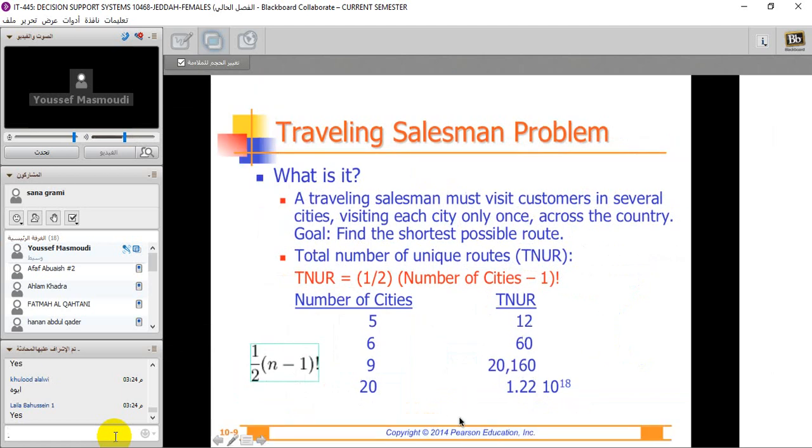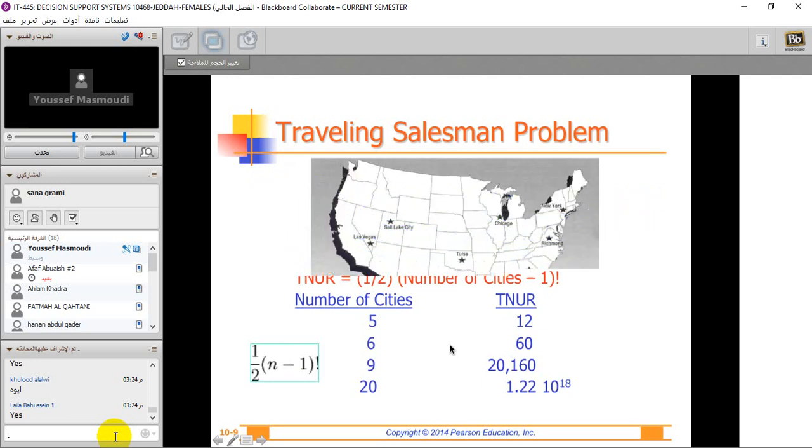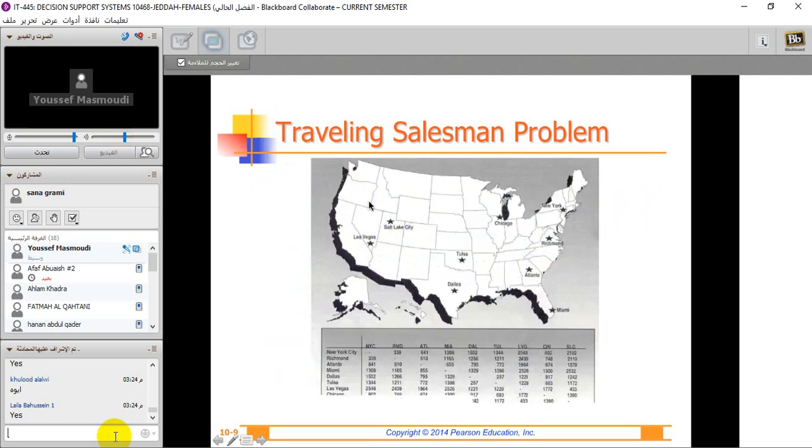The way to know the total number of unique routes is 1/2 times (n-1) factorial. Okay, so this is how to know the total number of unique routes. So let's say, for example, we have these cities that we have to visit in the United States.